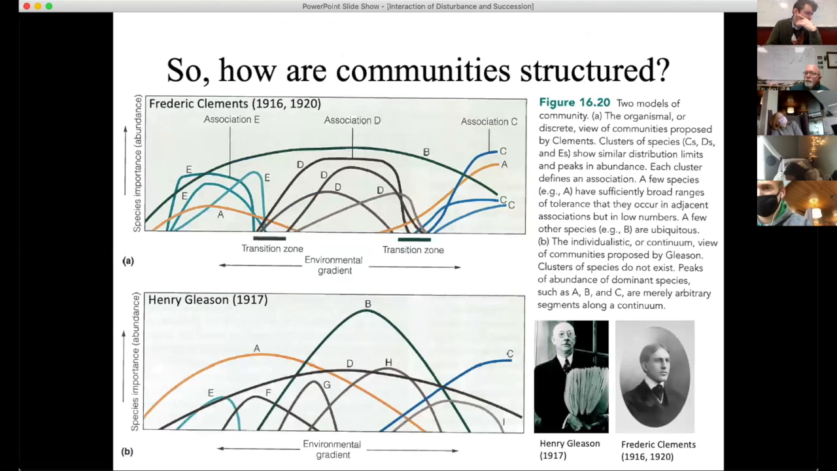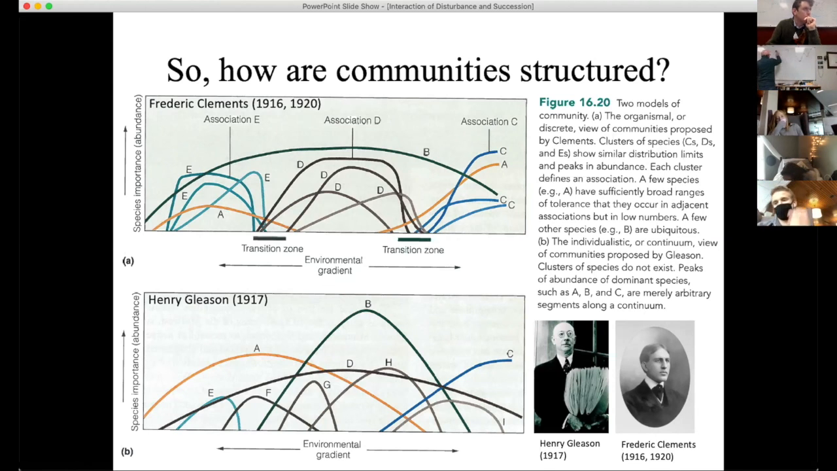So when we think about communities, and this is, I think, the last thing that I want to talk to you about, communities have structure. When you go out and sample a plot of land at any point in time, you're going to see a suite of species that are there. Now, the question is, how did that community of species come into existence? And there are two different ways of thinking about this.